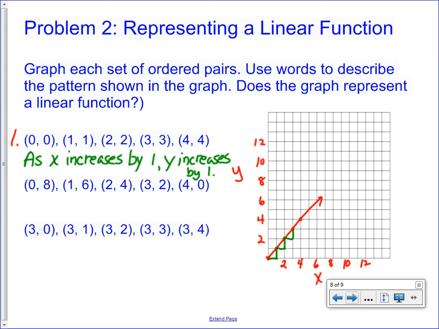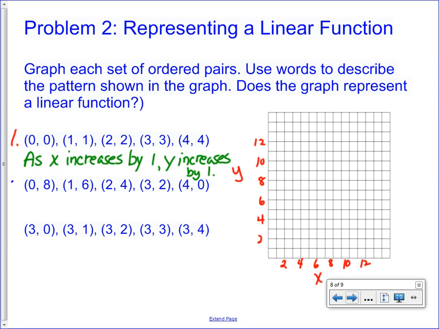All right. Does the graph represent a linear function? And the answer to this is yes, it does. It is non-vertical, it is diagonal, and the points lie in a straight line. So it is a linear function. All right, I'm going to erase this one, and we're going to graph the next one.